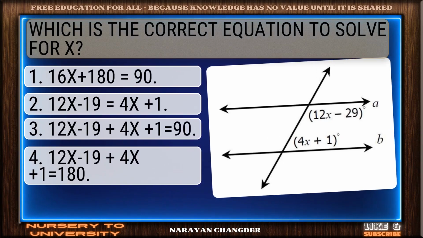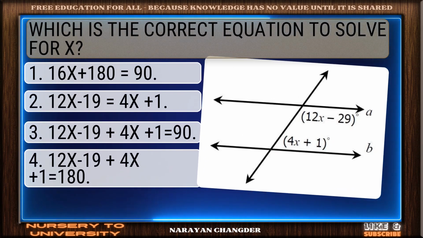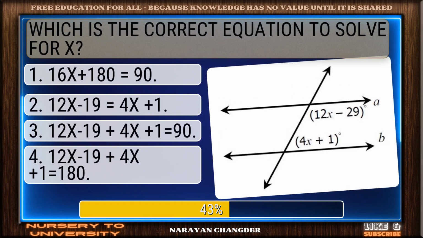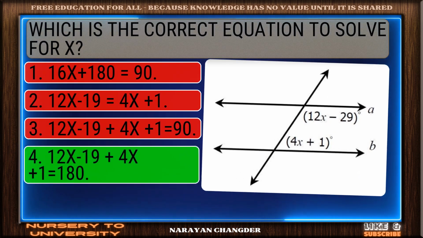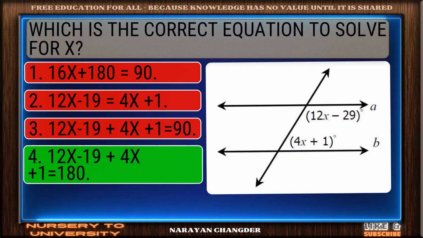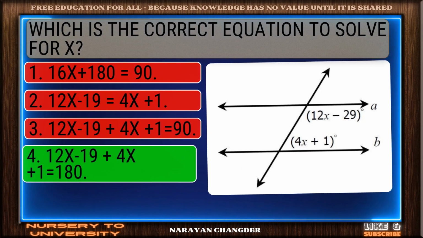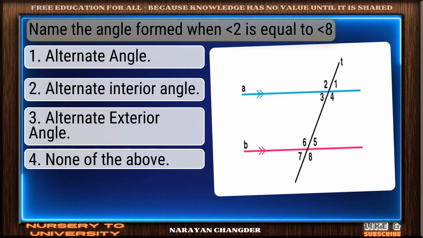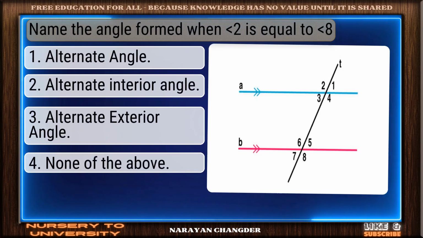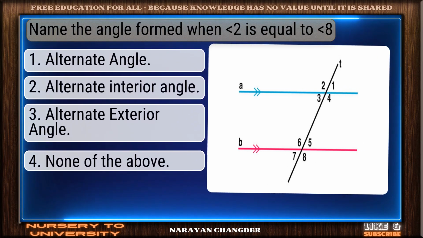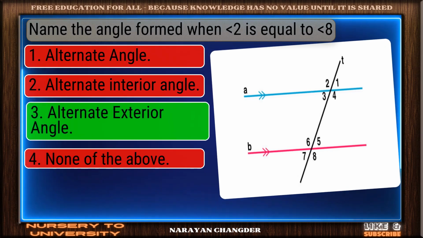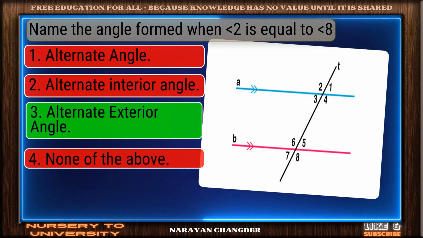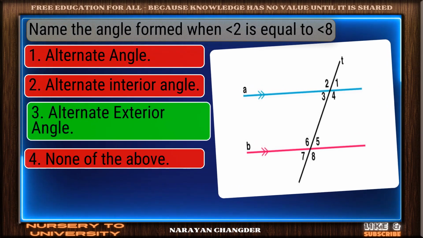Question number 18. Which is the correct equation to solve for x? Exactly. 2x plus 19 plus 4x plus 1 equals 180 makes sense, and it is the right choice. Question number 19. Name the angle formed when angle 2 is equal to angle 8. Excellent choice. Alternate exterior angle is the right answer.